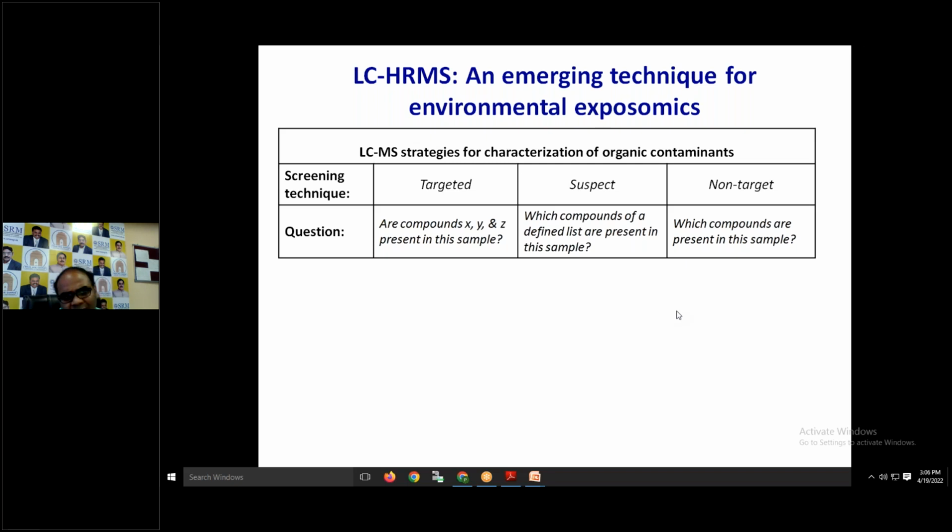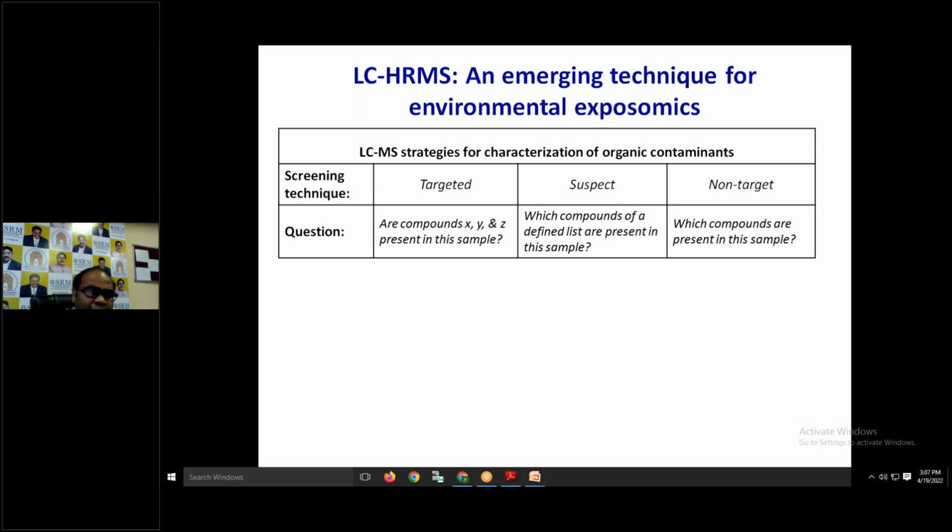And if you see here the technique, that is LCHRMS, an emerging technique for environmental exposomics. LCMS strategies for characterization of organic contaminants. As you know, we are using organic solvents mostly in every kind of synthesis and every kind of research work. We are using different types of organic solvents and organic compounds. So many contaminants arise from those. If any impurities are there in those organic compounds, then they may act as organic contaminants.